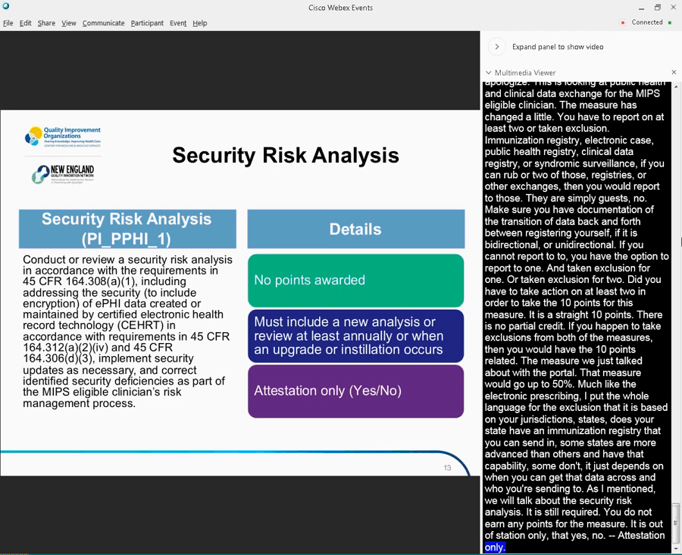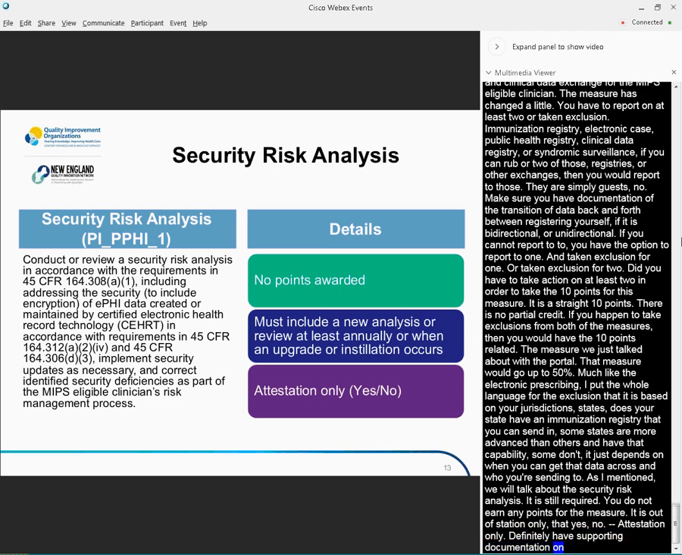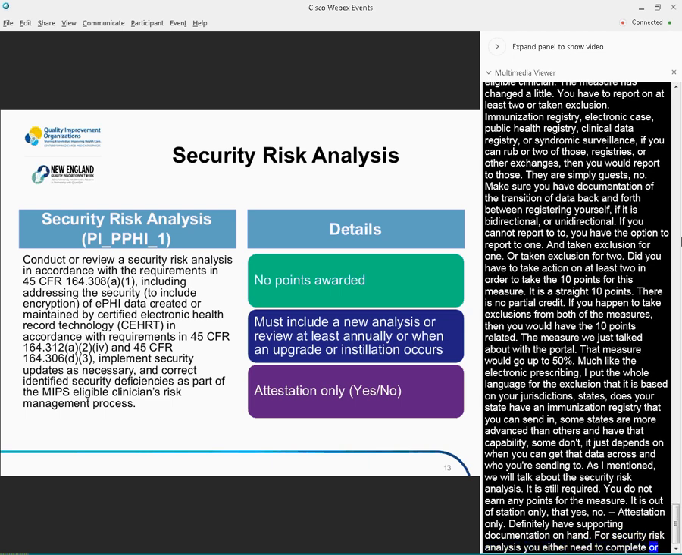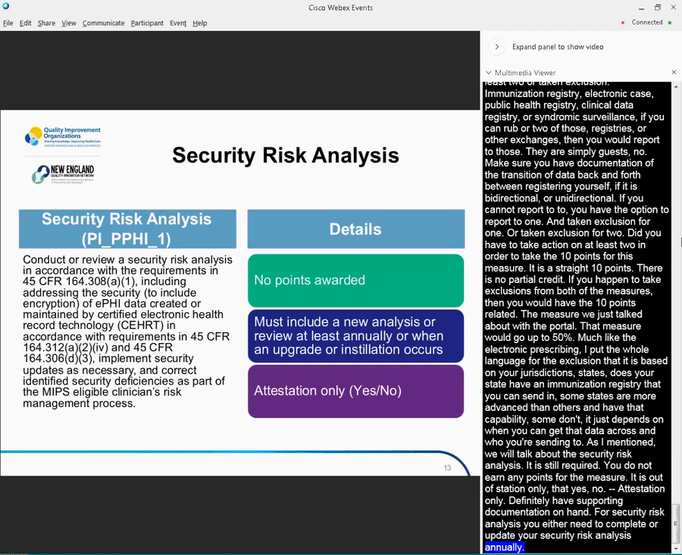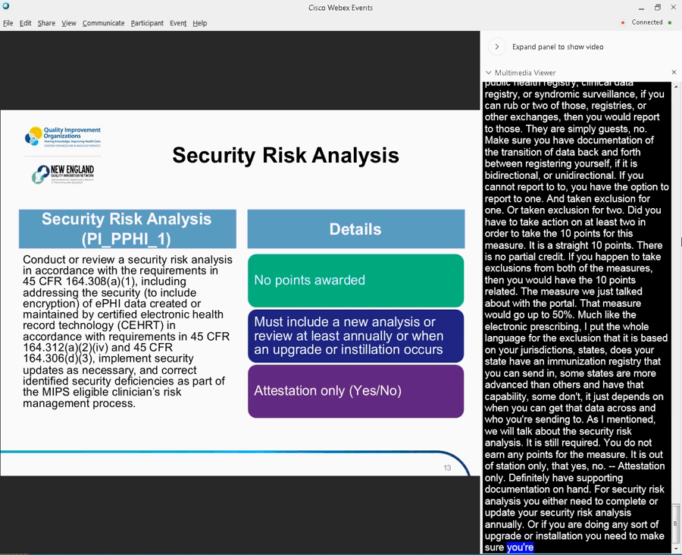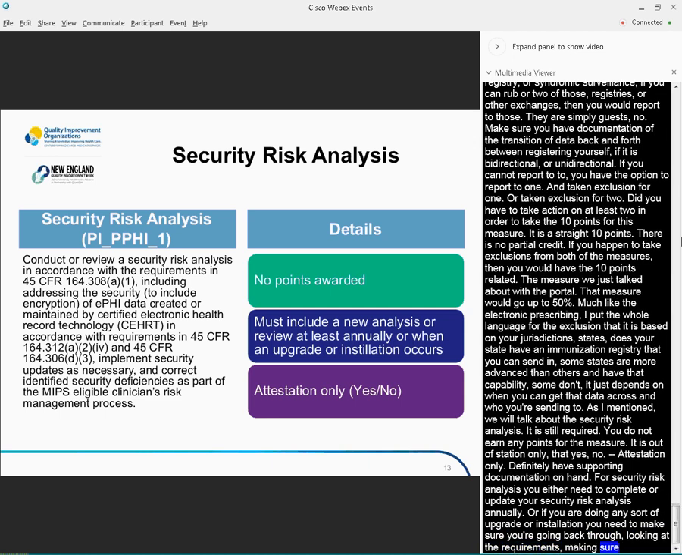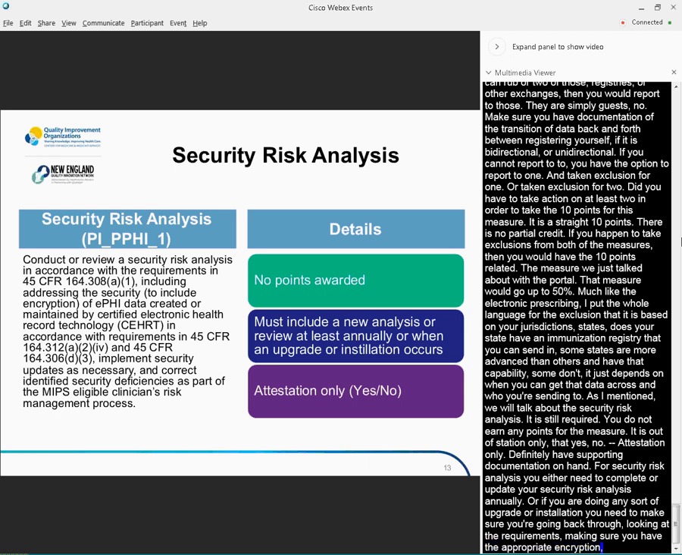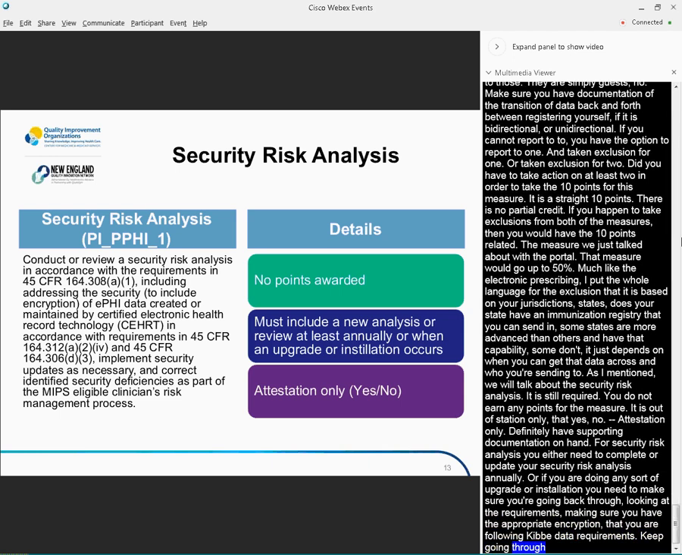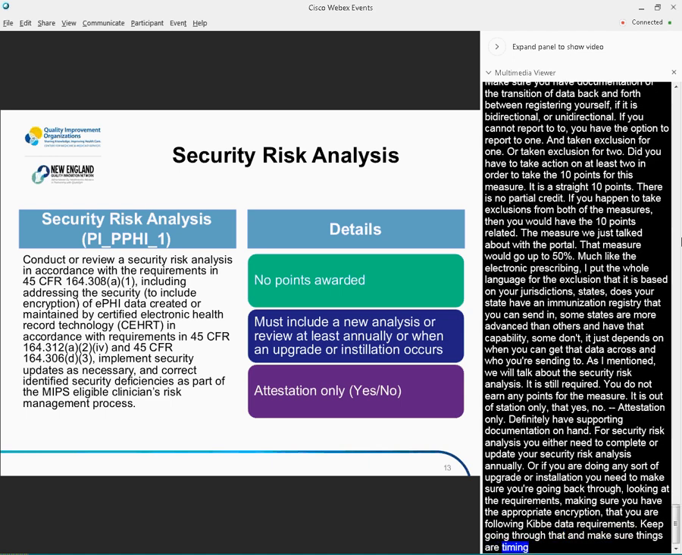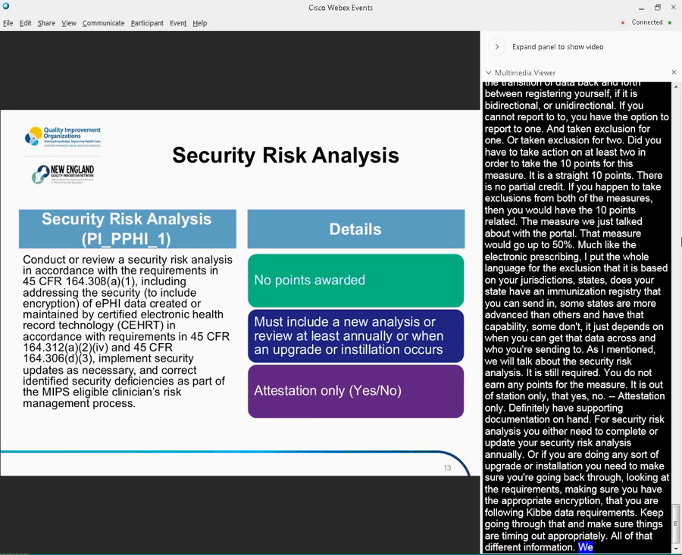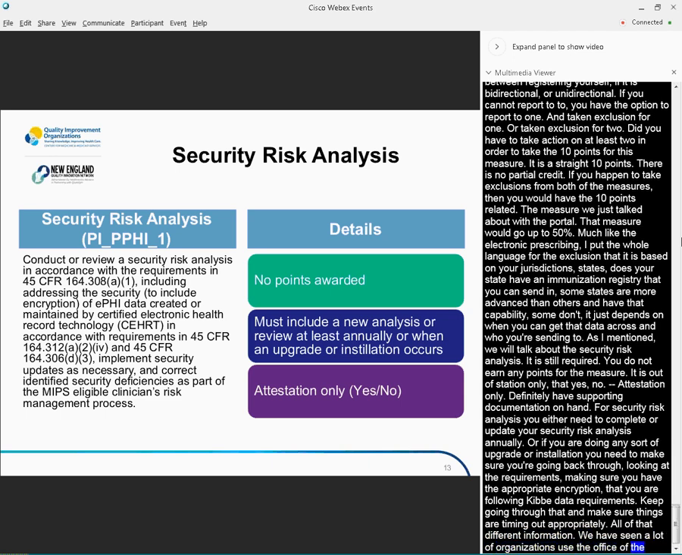on hand, so reports. For security risk analysis, you need to either complete or update your security risk analysis annually, or if you're doing any sort of upgrade or installation of new technology, you need to make sure you're going back through, looking at the requirements, making sure that you have the appropriate encryption, that you're following HIPAA data requirements. Keep going through that and make sure everything's timing out appropriately, requiring password updates, all of that different information. We have seen a lot of organizations use the Office of the National Coordinator, or ONC's tool. We can try to get that link added into chat.